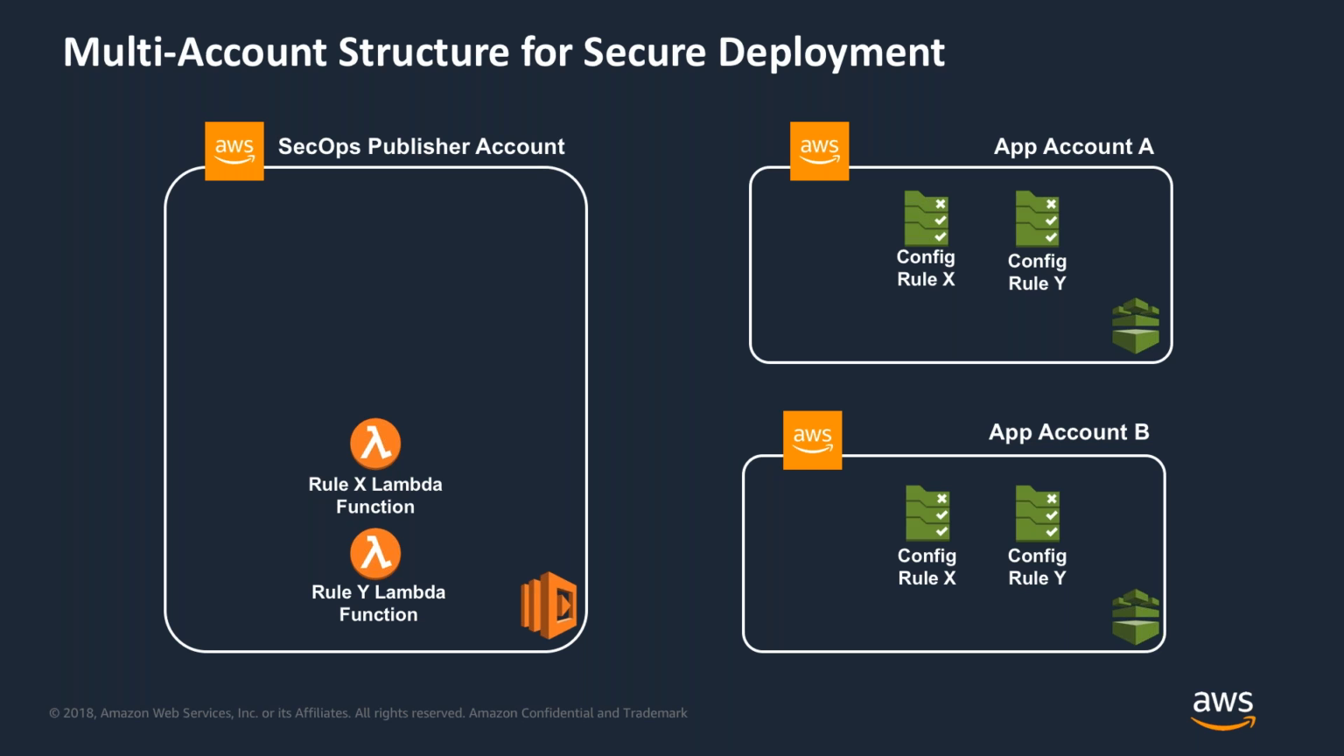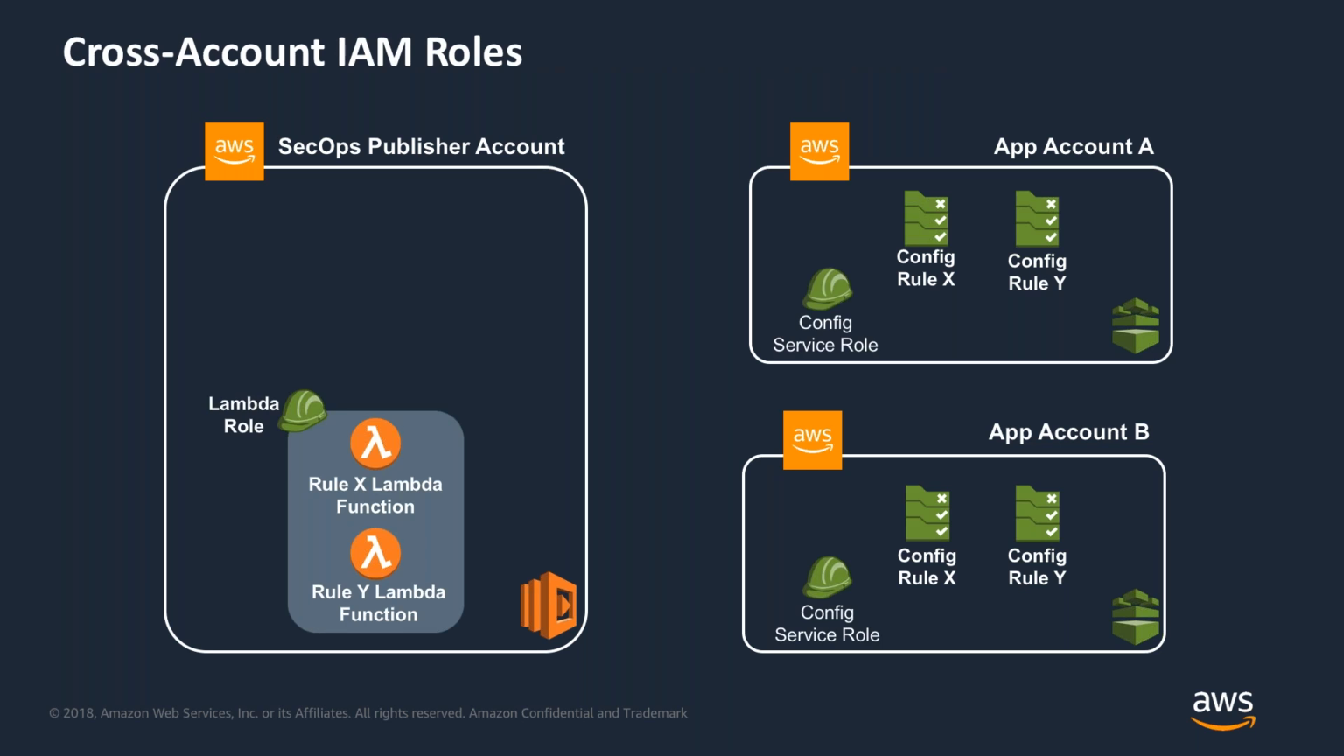Okay. And as you can see, there are application accounts, and in those application accounts we have the config rules which are associated to each of those Lambda functions. So essentially I've decoupled my config rules and my Lambda functions. I've put my Lambda functions in a tamper-proof security operations account, and all the config rules, as you saw previously in the config rule console, are essentially sitting at each of the individual application accounts.